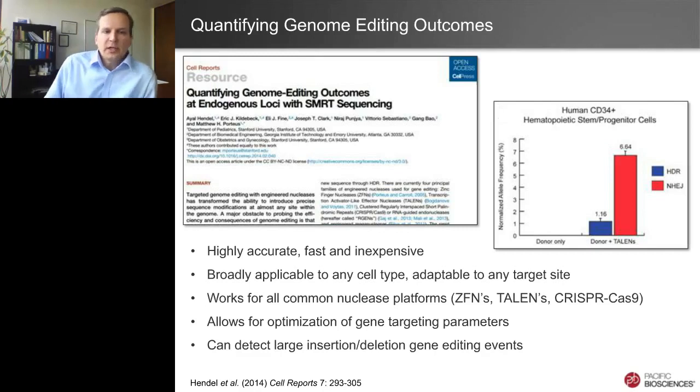Gene therapy and genome editing, of course, is a very exciting field of research. There are a lot of people doing it, and it's easy to perform these kinds of experiments. It's much harder to actually figure out what actually happened. And so in the paper, they show that with the longer reads, it's very easy, fast, and inexpensive to quantify the genome editing outcomes. It's broadly applicable to any cell type and adaptable to any target site. It works for all the common nuclease platforms, allows for optimization of the gene targeting parameters, and because of the read lengths, it can detect larger side effects, insertions and deletions, of these particular gene editing events.